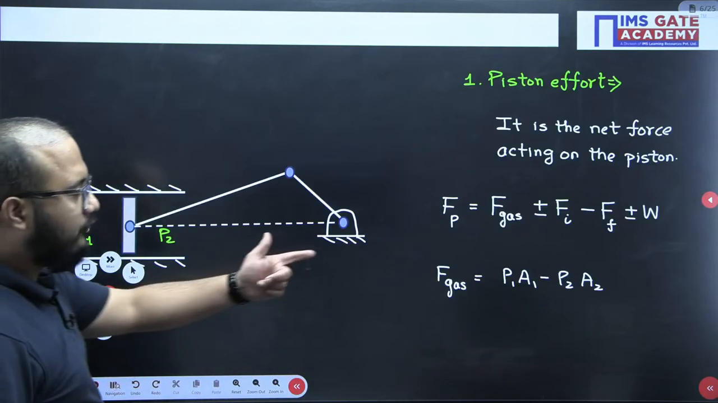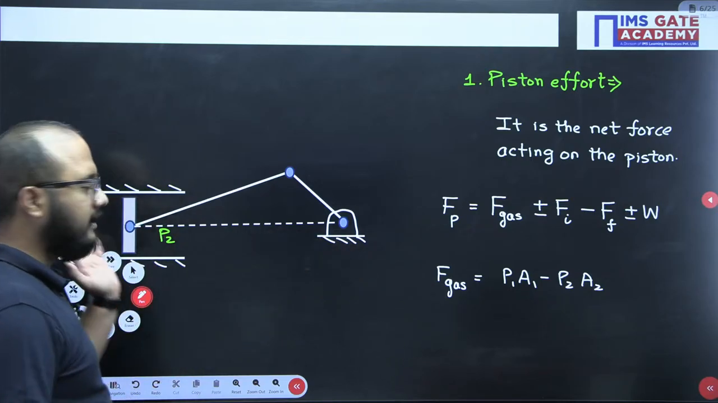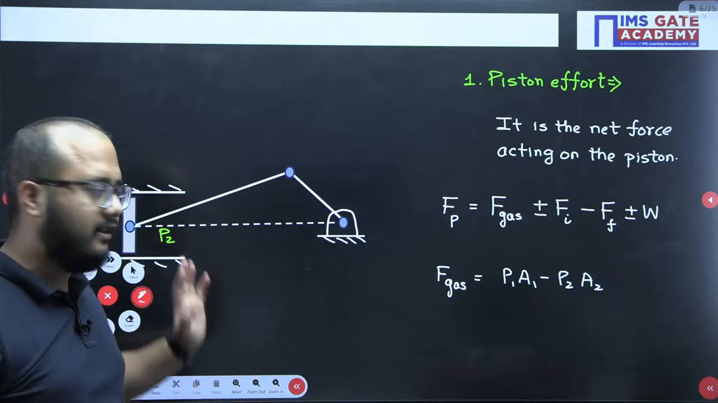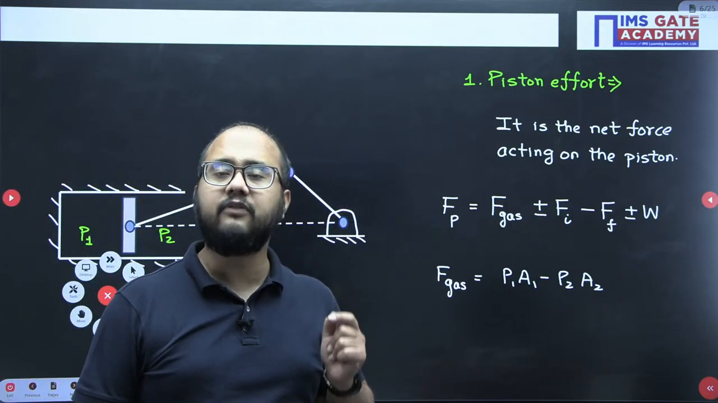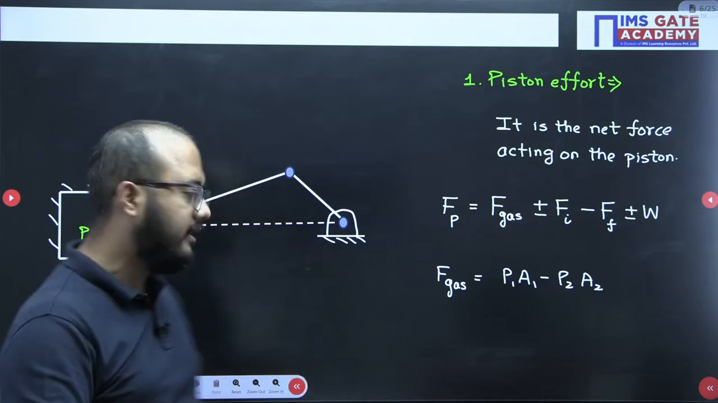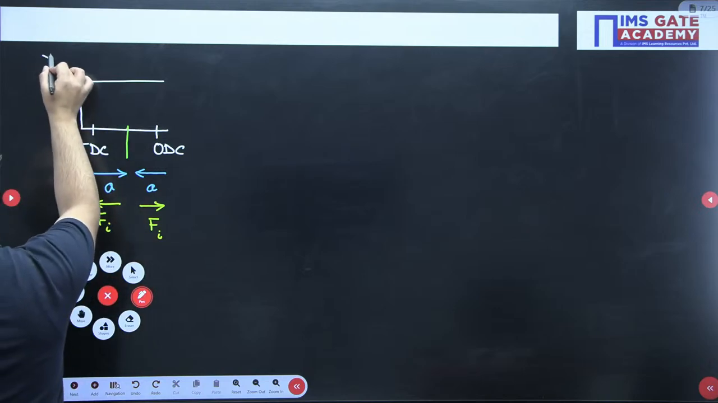Now, friction force is there. Friction force will oppose the relative motion of the slider, right? That is there. Now, weight of the piston or the slider will be there when it is a vertical cylinder, for example. So, this is the case of horizontal cylinder.